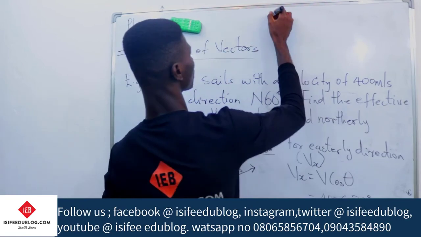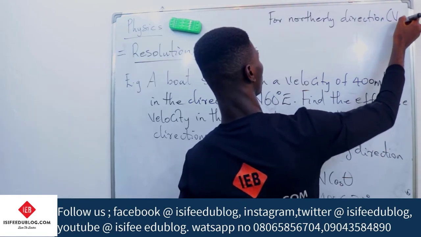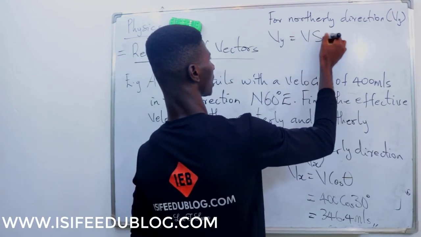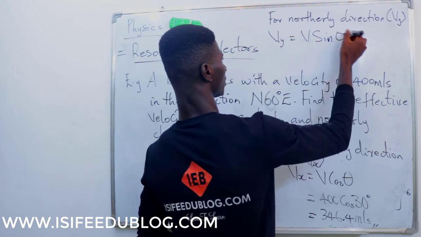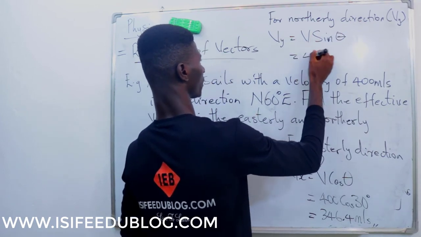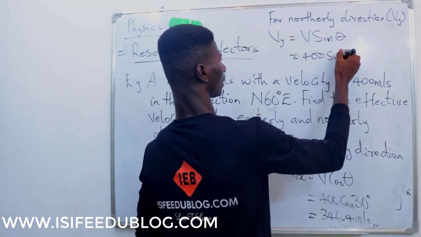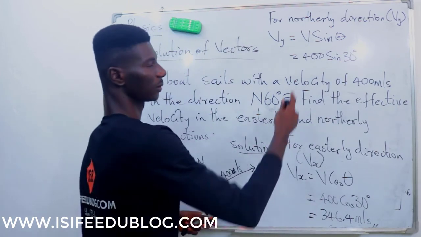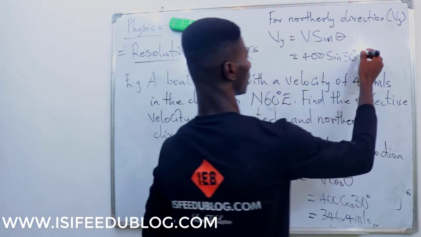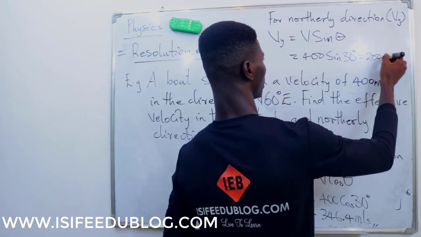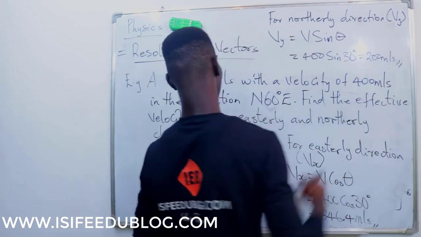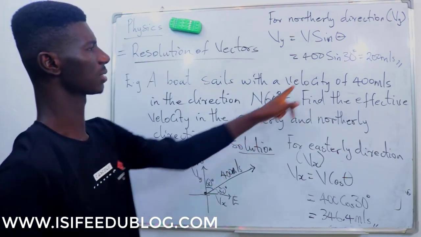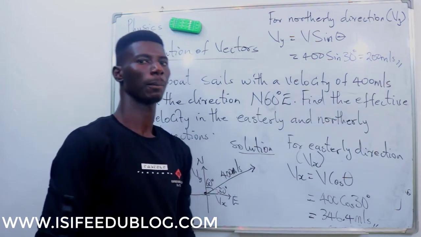Now to solve for the northerly direction, let me make use of this space. For the northerly direction, which is V sub y, we have that V sub y is equal to V sine theta. So we have V, which is 400, sine 30 degrees, and 400 sine 30 degrees gives you 200 meters per second. So the effective velocity northerly is 200 meters per second.